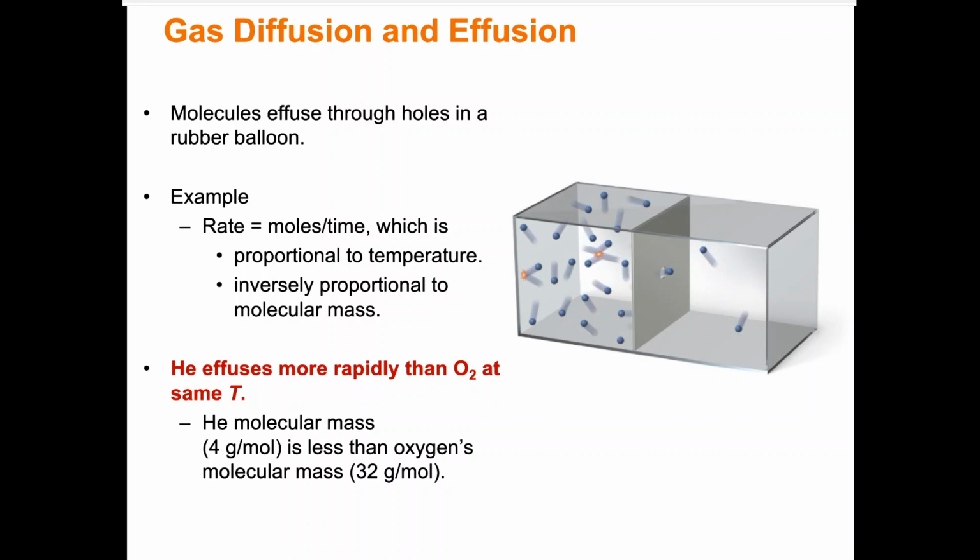Down the bottom here it gives us a note that helium effuses more rapidly than oxygen at the same temperature. And that's because their molecular masses are so different. And this is just an example of an effusion here.